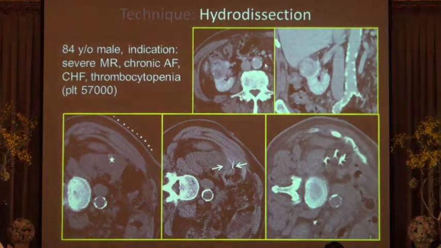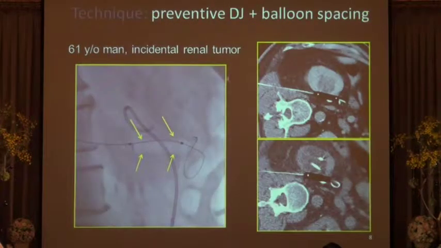And hydrodissection is one of the techniques that we use in the procedure. For example, this patient had a renal tumor which was in close contact with the hepatic flexure of the colon. So in the procedure, we inserted a fine needle and injected a diluted contrast medium into the potential space between the lesion and the colon to separate them. And after cryoablation, we can see the ice ball did not involve the colon.